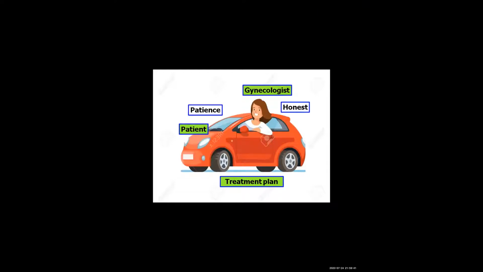The instruments which are used during an infertility journey are three. The first is the vehicle, which is the patient. The second is the driver, who is the gynecologist, and the third is the road, which is the treatment plan that's proposed by the gynecologist and should be followed by the patient. Every one of these should have certain characteristics in order to reach the target destination safely. The patient should have some patience, and the gynecologist should be honest and vigilant.